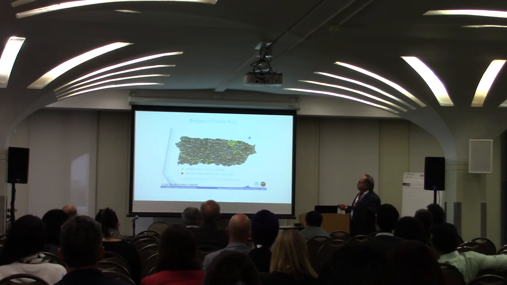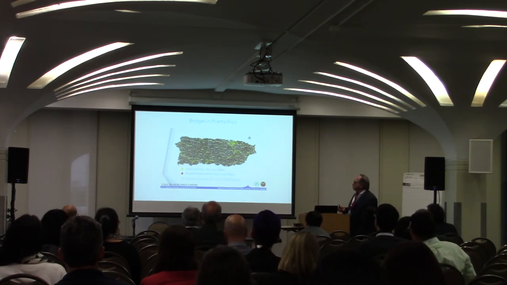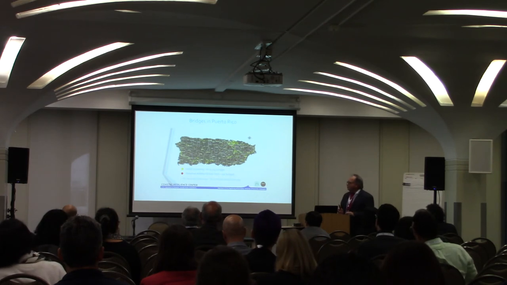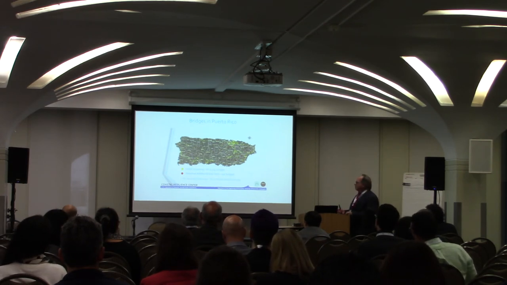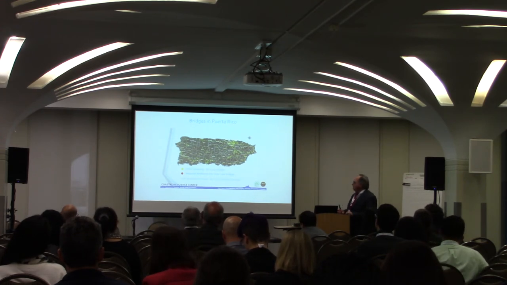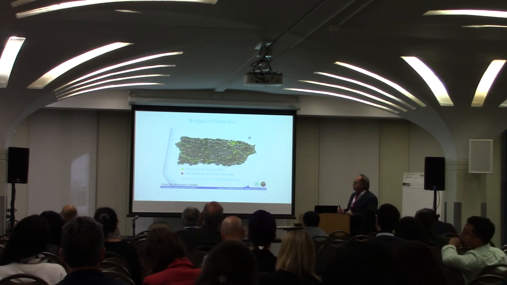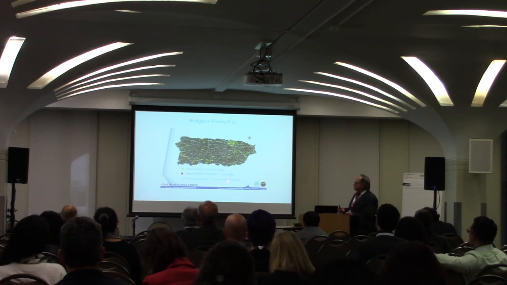The estimates from the highway authority: they screened all 2,300 bridges. Out of those, about 200 require additional visits, and out of those 200, 27% were severely damaged or collapsed, and 63% moderately damaged.